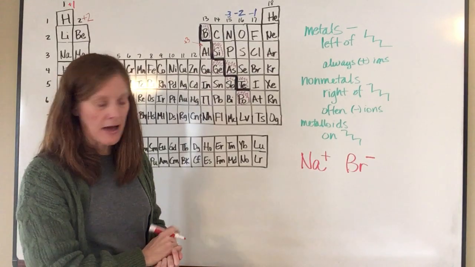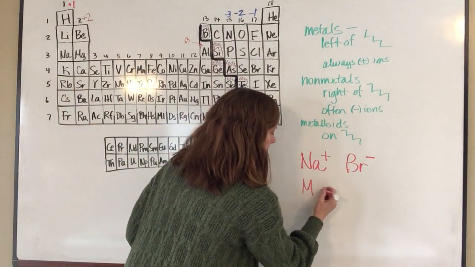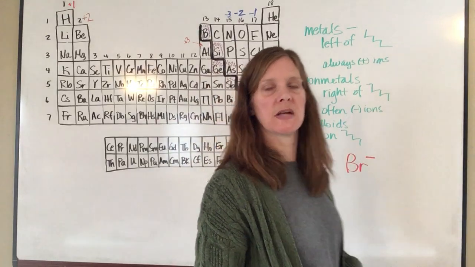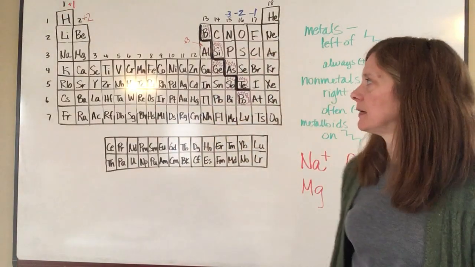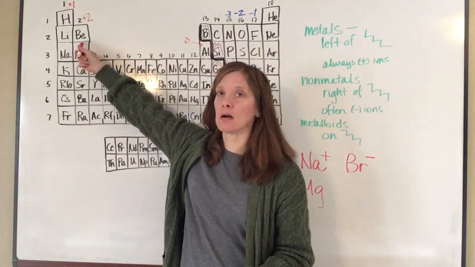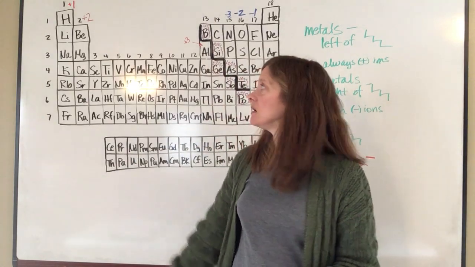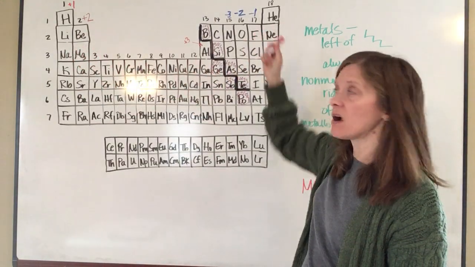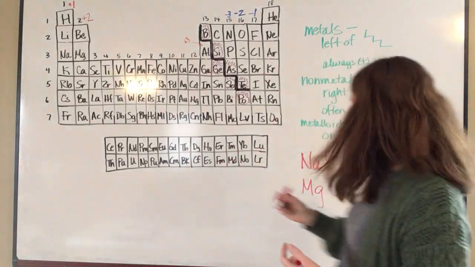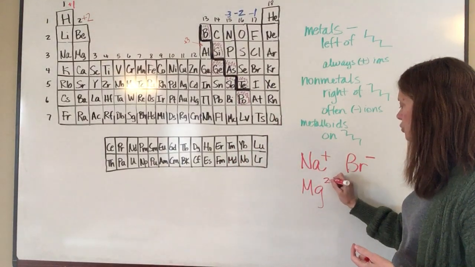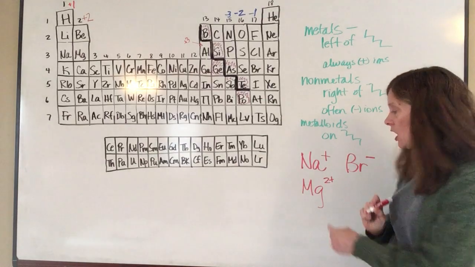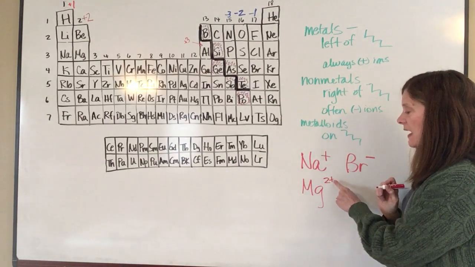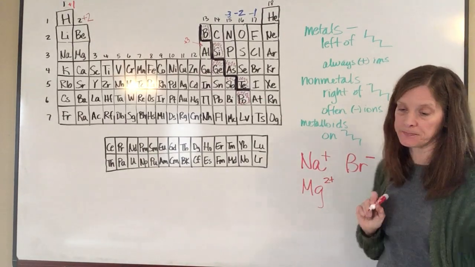Okay? How about magnesium? Magnesium wants to have what charge? Well, magnesium's over here. What column is it in? He has 2 valence electrons. He wants to look like neon, so he'll lose 2 electrons, and then he'll have a +2 charge. Now, normally when we write that, we write the number first, and then the positive or negative sign.